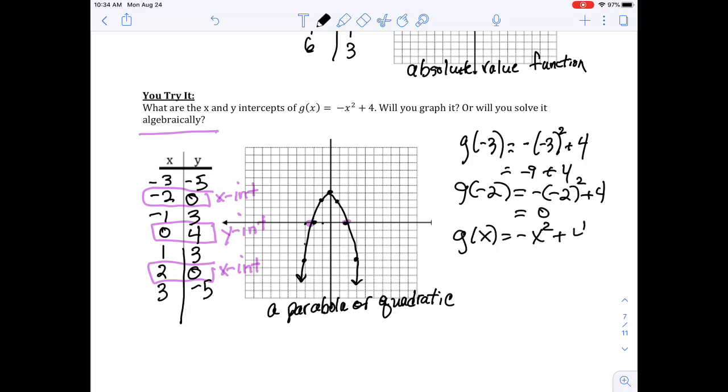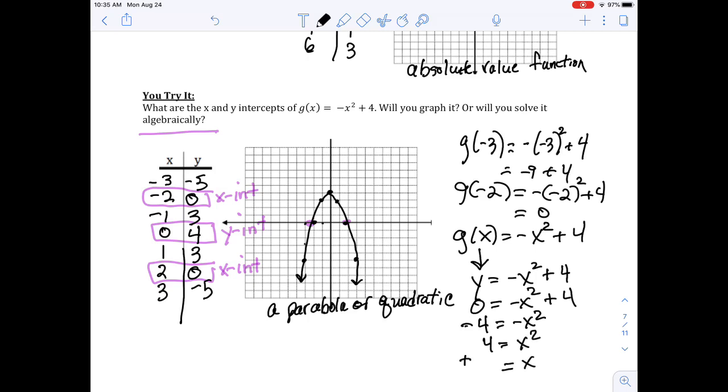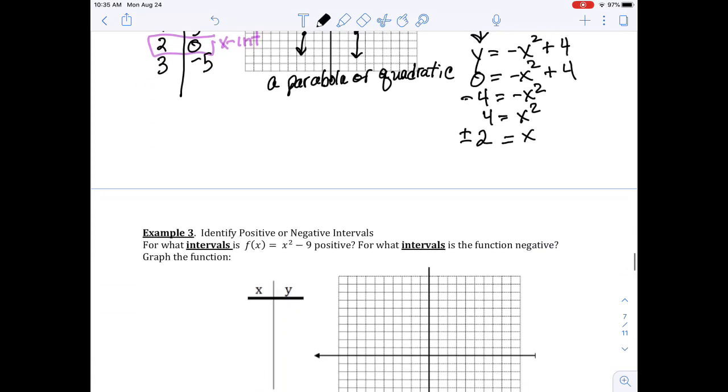Now you might think, well, there's no y in this equation. G of x is the function name for y. So this is y equals -x squared plus 4. So if I plug in 0 for that, -x squared plus 4, and I solve for x, it's going to be -4 equals -x squared. Divide both sides by -1. 4 equals x squared, and therefore x equals plus or minus 2 when I square root both sides. And that verifies our two x-intercepts that we see on the graph.